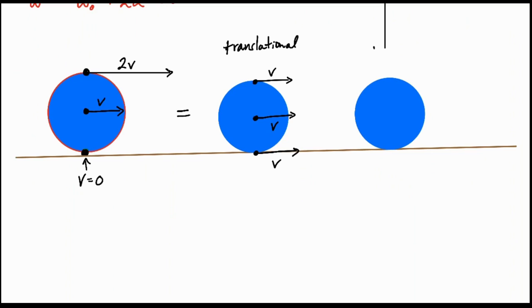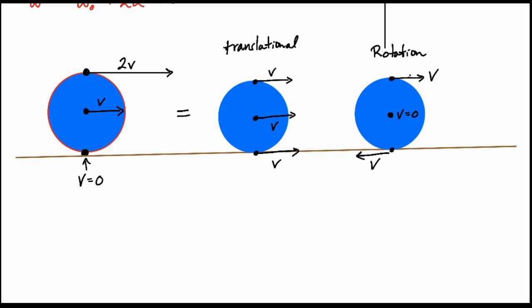Now, if I talk about it just in terms of rotation, if this was not touching the ground and it was just spinning in the air, what would be happening? Well, if it was spinning in the air, then this would not be moving. This velocity would be 0. At the top, it would be going that way with some velocity v. And the bottom would be going that way with some velocity v.